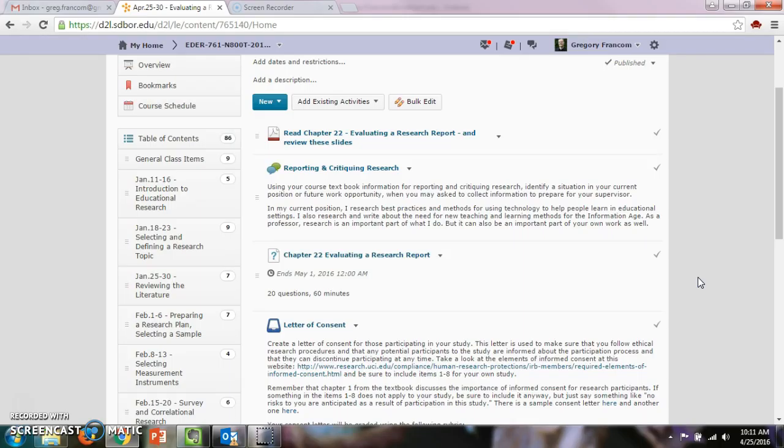Identify a situation in your current position or future work opportunity when you may be asked to collect information to prepare for your supervisor. And talk about what you've learned in this class that might help you to do that. Being able to search through the research, being able to evaluate the quality of research is a very important skill to have, and that's where we've led to this class.